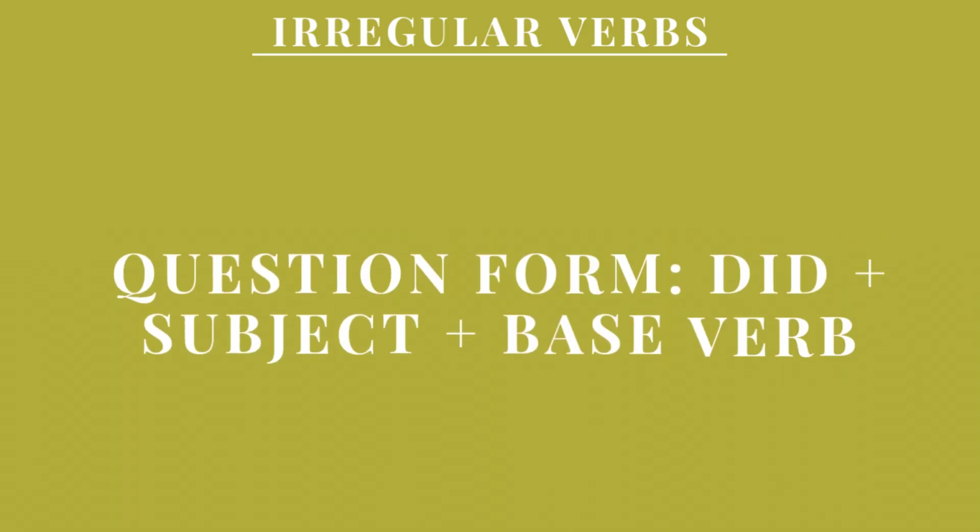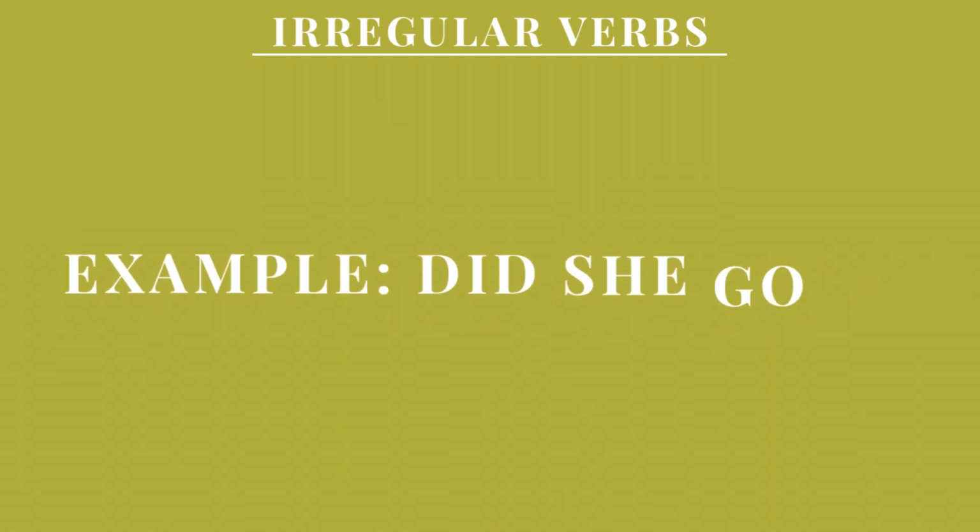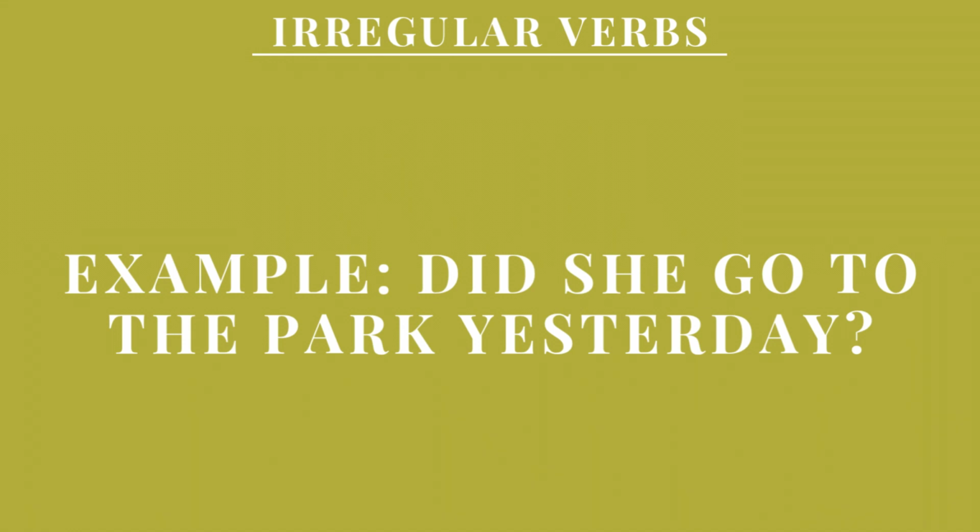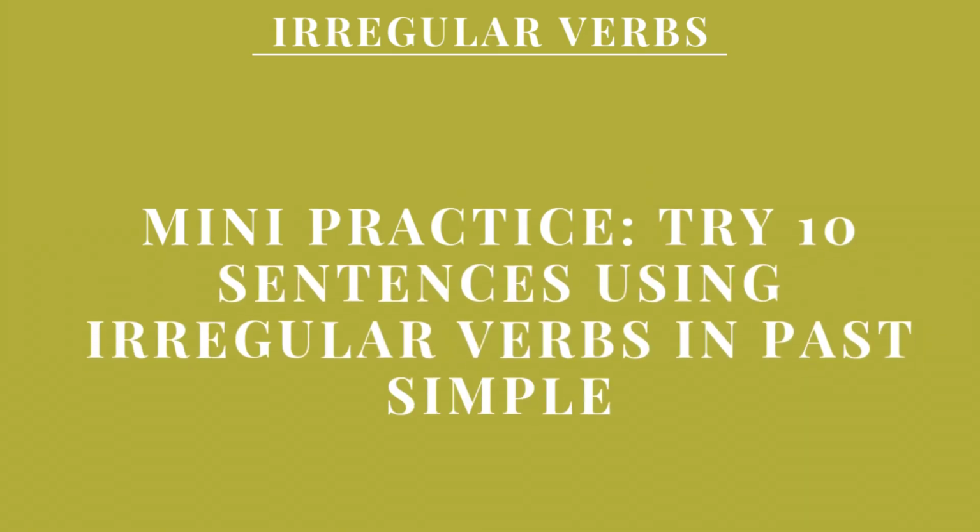Question form: did plus subject plus base verb. Example: Did she go to the park yesterday? Mini practice. Try 10 sentences using irregular verbs in past simple.